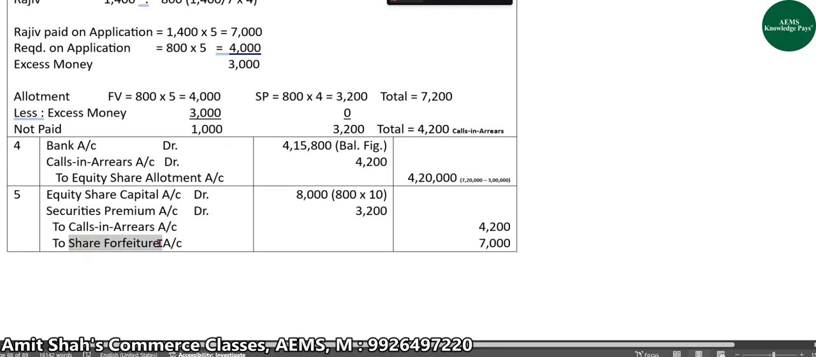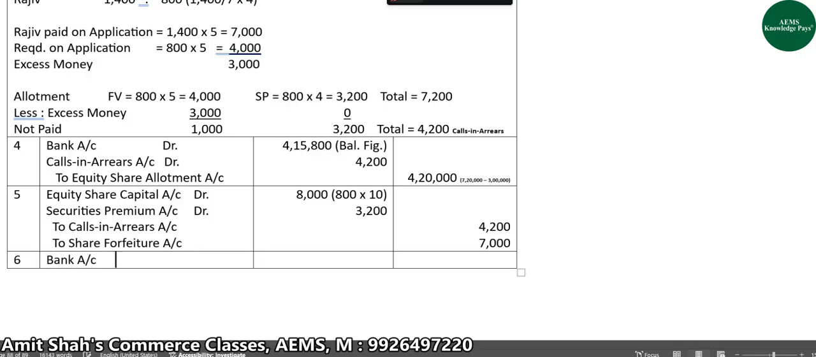Share forfeiture account is created with the amount which we have adjusted towards face value out of the money received from the defaulting shareholder, and not the entire money that we have received from the defaulting shareholder. Right? It's a very common mistake done by students. They put the entire amount whatsoever we have received from the defaulting shareholder in share forfeiture account.